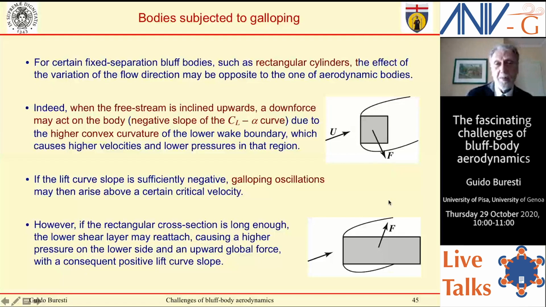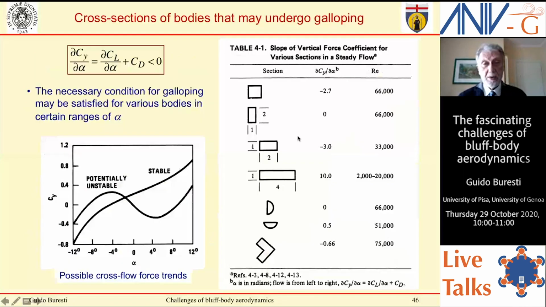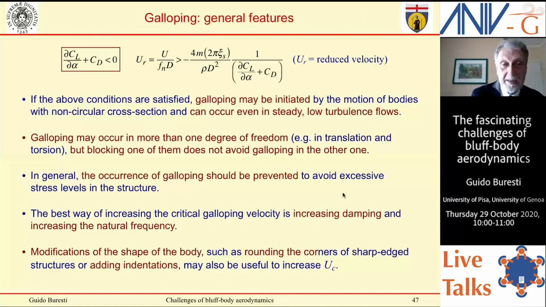What are the types of bodies that may undergo galloping? For instance, square cylinders and rectangular cylinders, but not if they are too long. You see, it becomes positive, or if they are too short, you don't have enough surface for a lift to be produced. Now, obviously, you must avoid galloping, and note that galloping may occur in more than one degree of freedom. But if you block one of them, this does not avoid galloping in the other one. And you may prevent it by, for instance, increasing damping, obviously, and increasing the natural frequency.